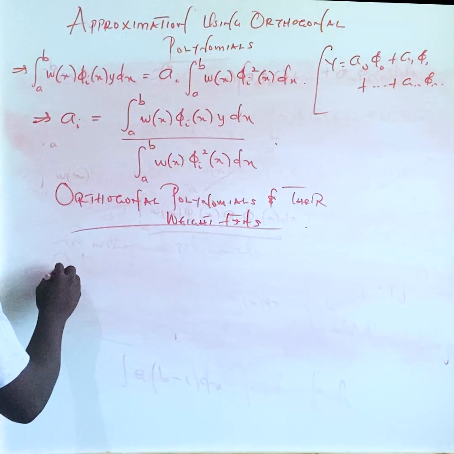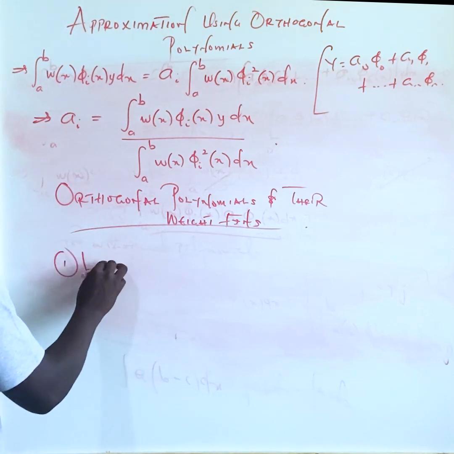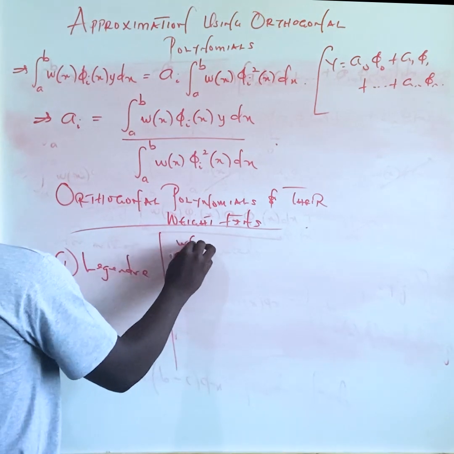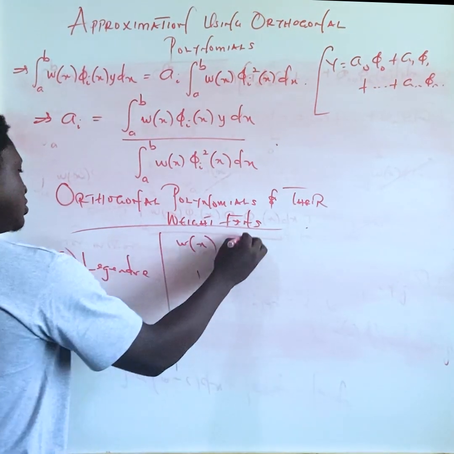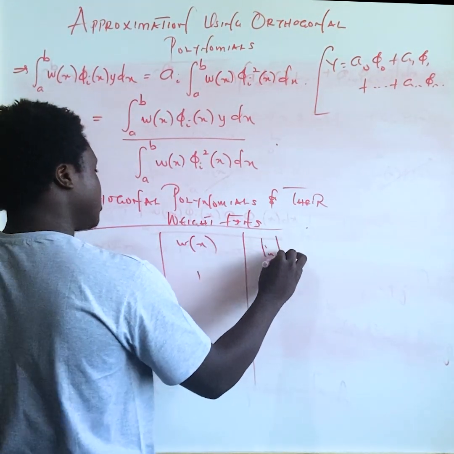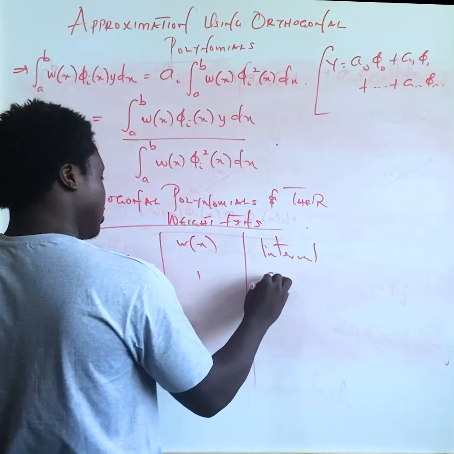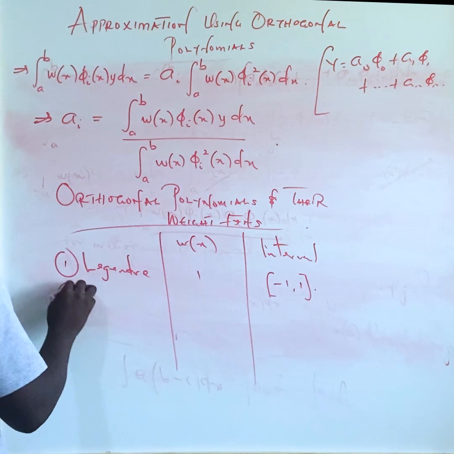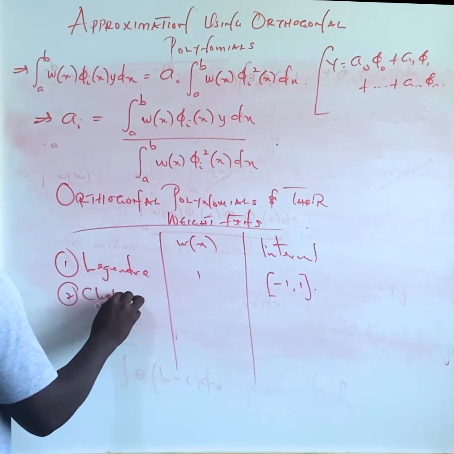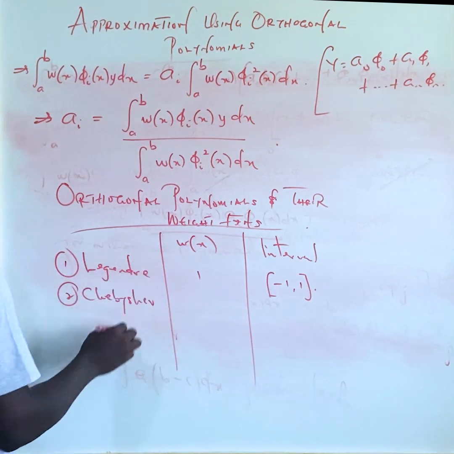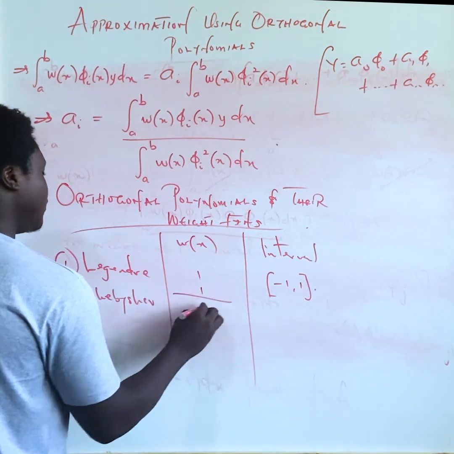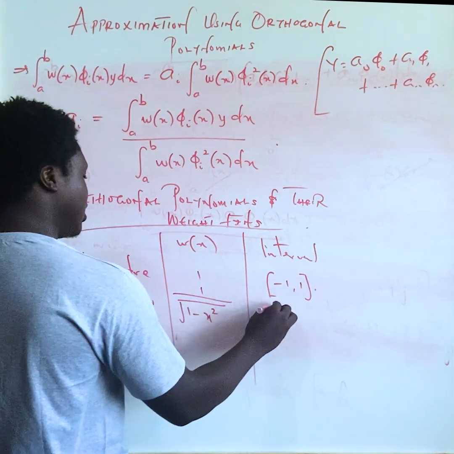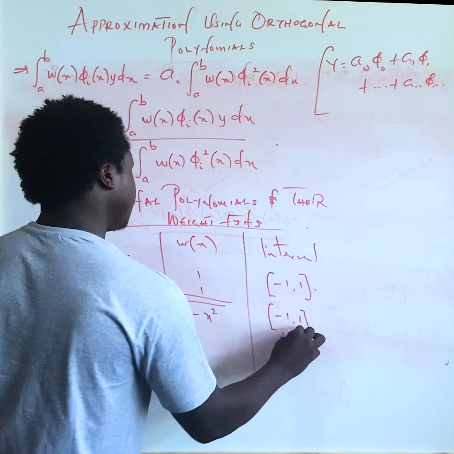Okay, so we have one, the Legendre polynomials. Its weight function is 1 and the interval is from -1 to 1. Number 2, we have the Chebyshev. Its weight function is 1 over square root of 1 minus x squared, and its interval is from -1 to 1.